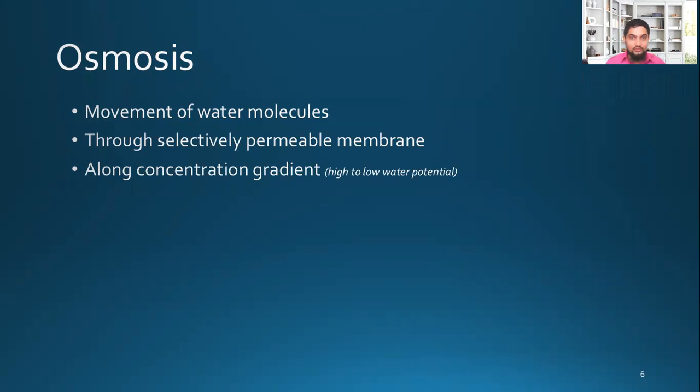So osmosis is a movement. You can put it in this definition: osmosis is the movement of water molecules through a selectively permeable membrane along a concentration gradient. And as I mentioned before, the concentration gradient means that it will move from where you have a high concentration to where you have a low concentration. And you can refer to this for water as high to low water potential.